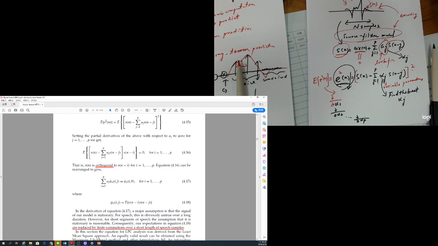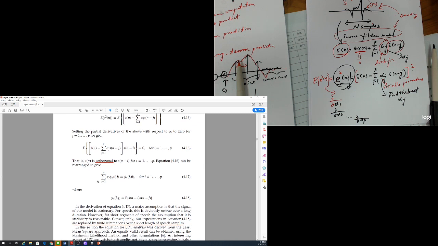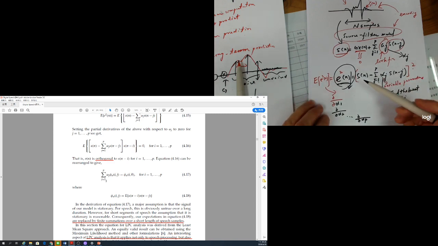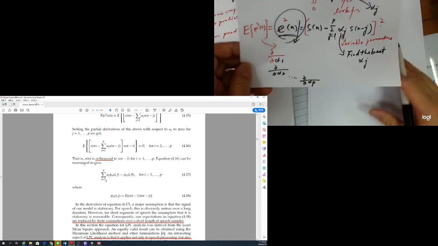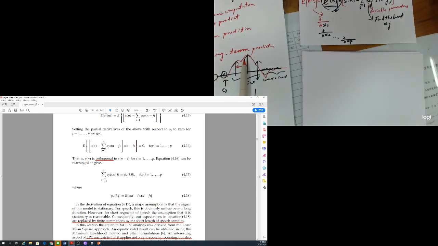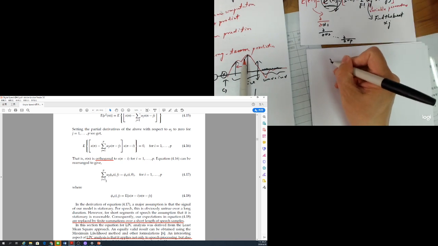They define phi n ij equal to the signal correlation, so the original signal becomes here. It looks like we are simplifying the equation into something like a matrix. You can see we take the partial derivative, what we have here.